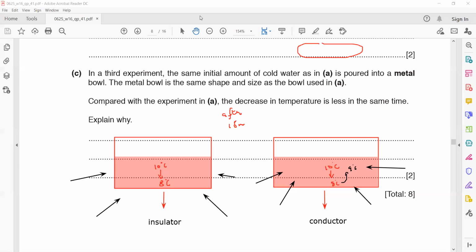And that is even mentioned in the question: compared with the experiment in A, the decrease in temperature is less. What is the reason for that? Conductors allow heat energy to pass, so they will take energy from the surrounding and transfer it to the liquid, so that the liquid temperature might increase.